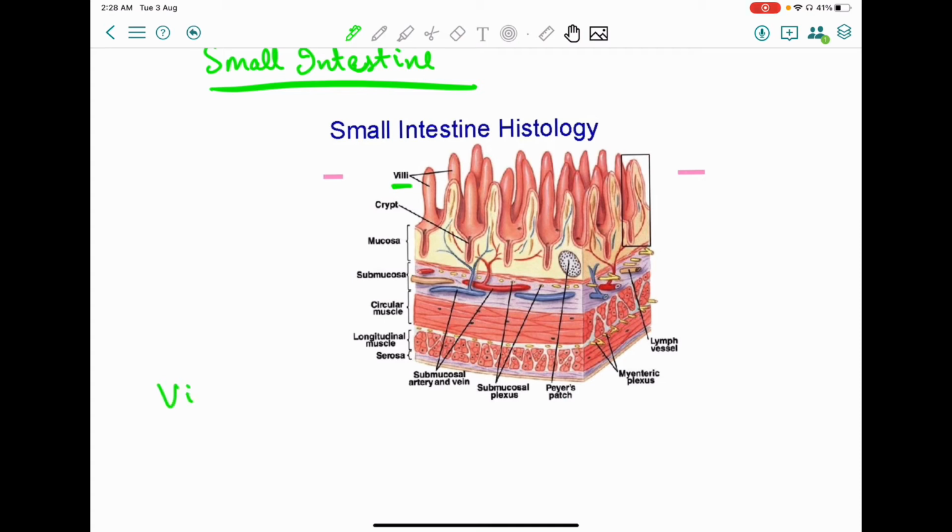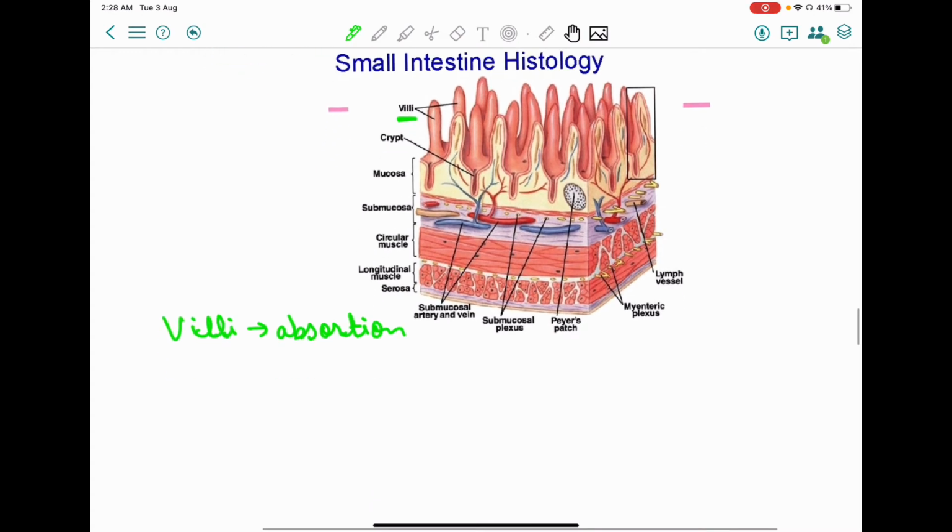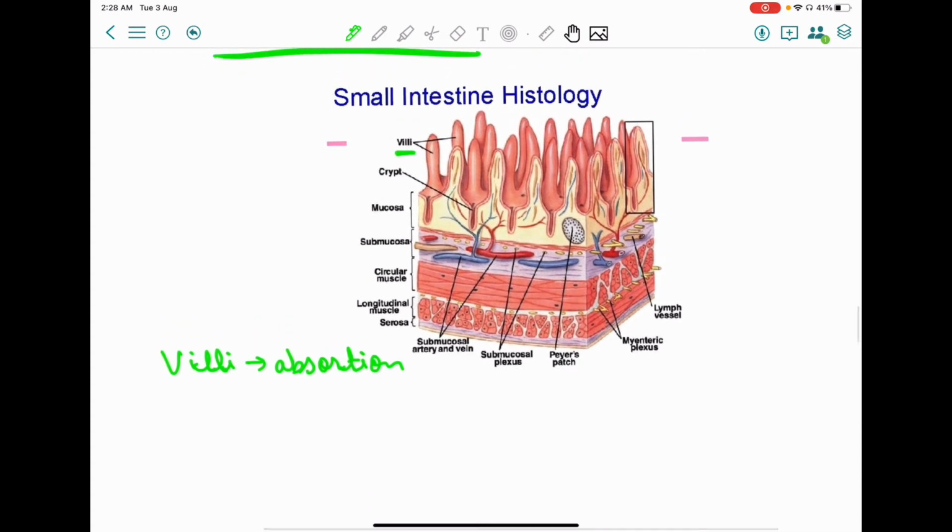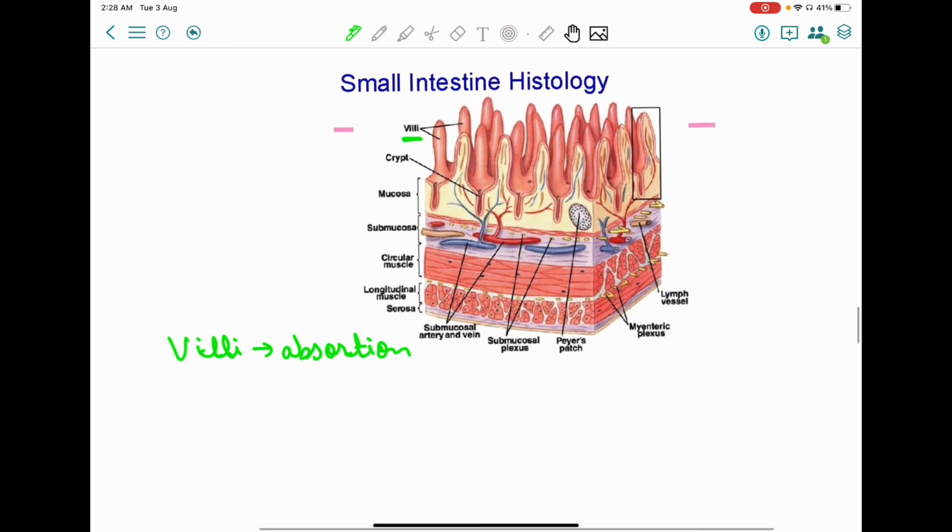We all know the small intestine has villi for absorption, to increase the absorption surface, as the major absorption is done in the small intestine. And what type of surface will it have? It will be mucosa, and the mucosa will have which type of epithelium? It will be columnar epithelium.